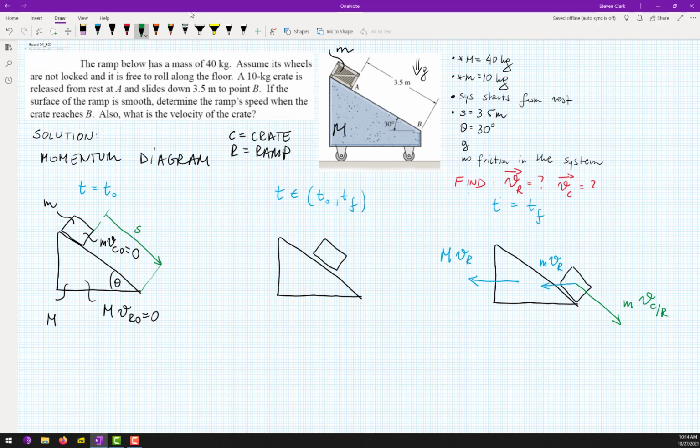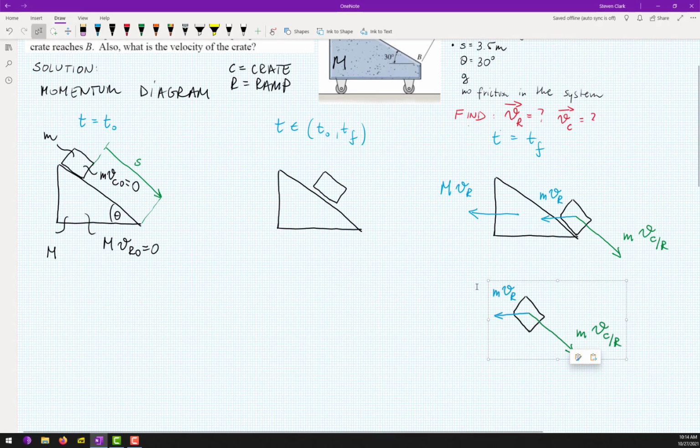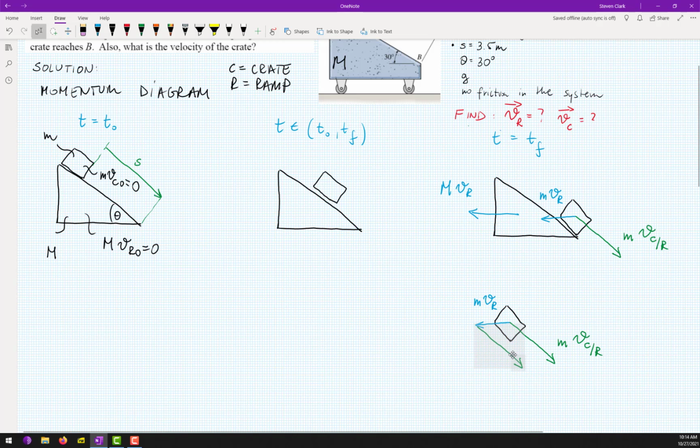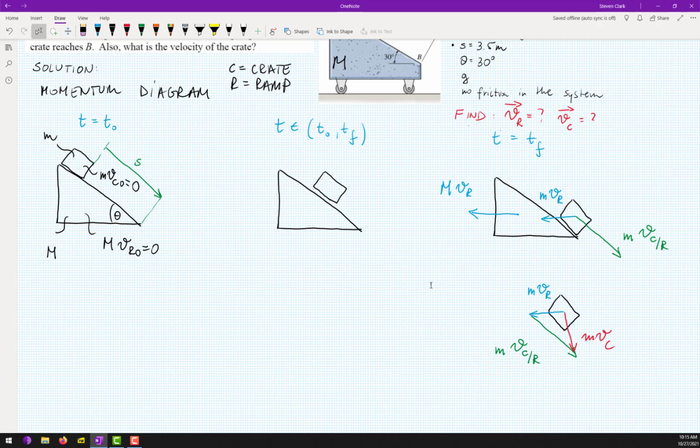So you guys can see that, in fact, you know how to add vectors, I have no doubts about it, yeah? In fact, our crate will have such velocity. This will be V crate. Right? Do you see that? I hope you see that, guys. If not, you can ask questions, of course. Okay, so we are done with our momentums at the beginning, at the end.